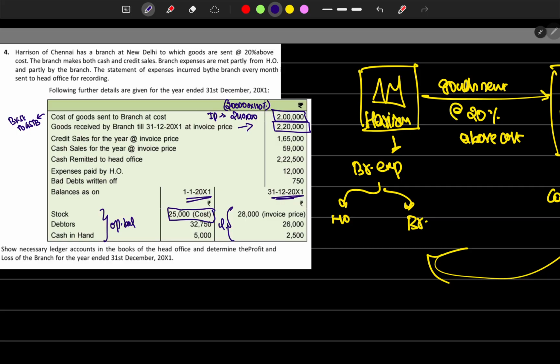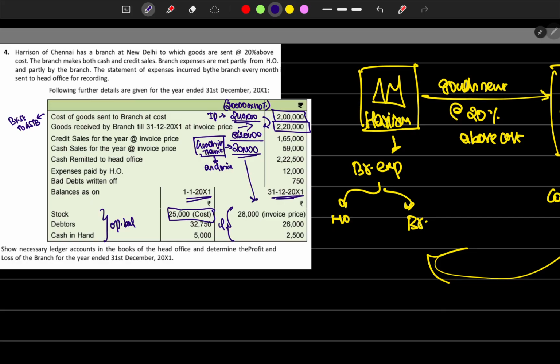So we have converted the cost price into invoice price, which is 2,40,000, and till the year end, the branch has received only 2,20,000 units. So what about the 20,000 units left out, which is the goods in transit? We have to understand that this is the goods in transit. So we have to show it under branch stock only as closing stock. So we have to add it into this.